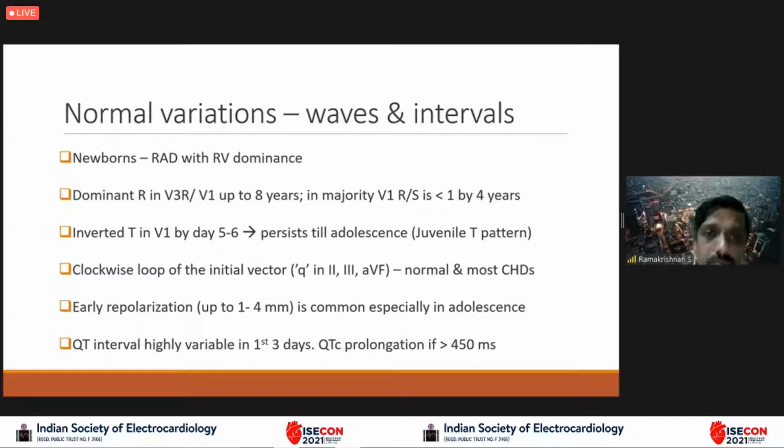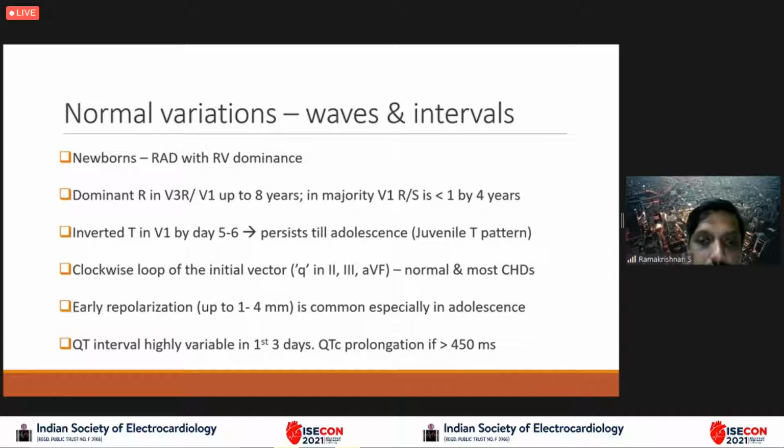So there are some normal variations. That is, you have right axis deviation in newborns with RV dominance. There is a dominant R wave in V3R and V1 up to 8 years of age. And in the majority, by 4 years, the V1 R by S ratio becomes less than 1. So this is a very important thing. The inverted T waves in V1 start by around day 5 to 6 of life, but persist till adolescence in some of them. That is called the juvenile T wave pattern.